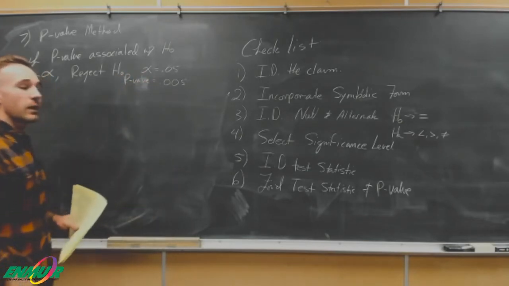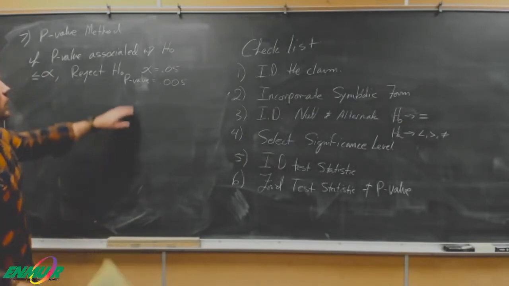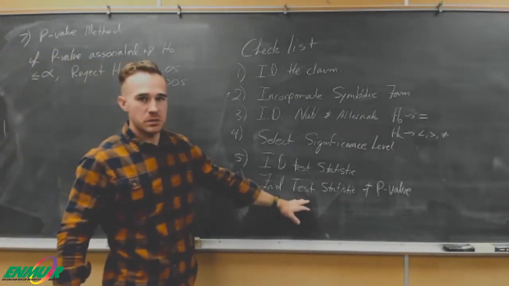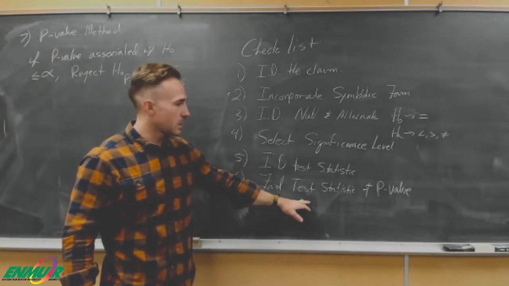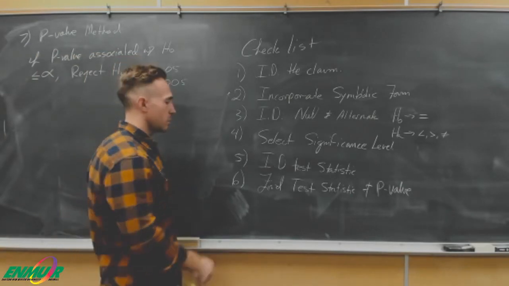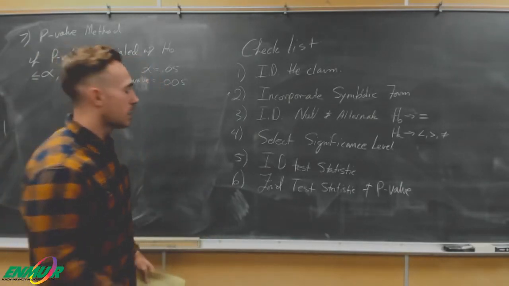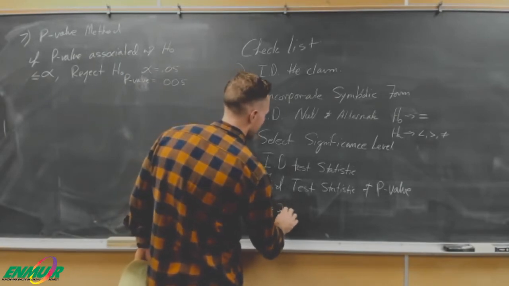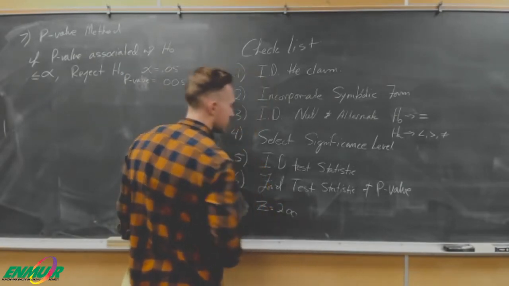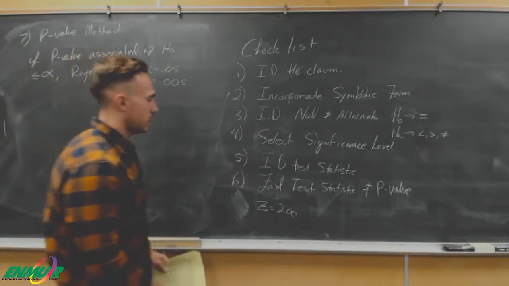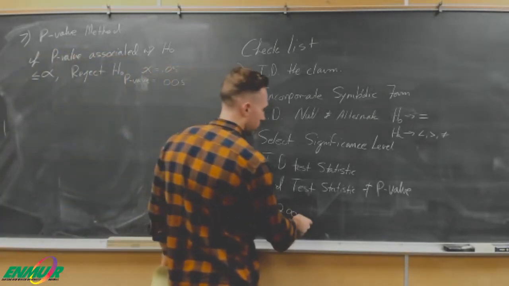Okay, a p-value of 0.005. This p-value was found when I took my test statistic. I would have gotten some sort of, let's say, a z-value. It could have been a z, t, or chi, but we're going to say that it was a z value. So let's say that we got a z value of 2.00, and that gave us some p-value.